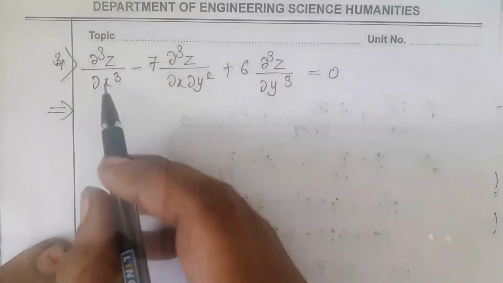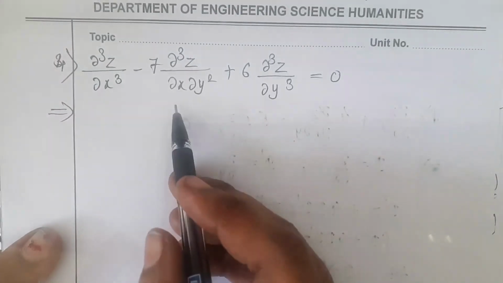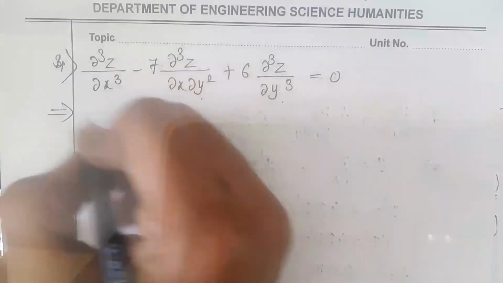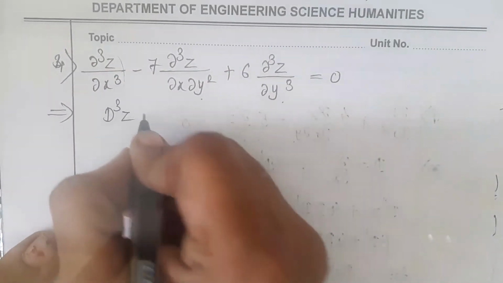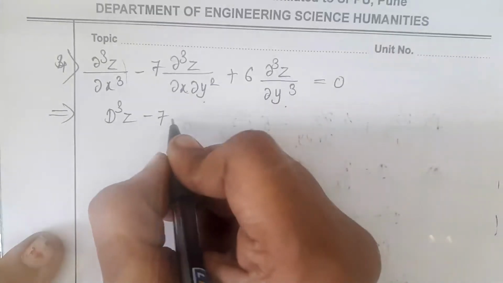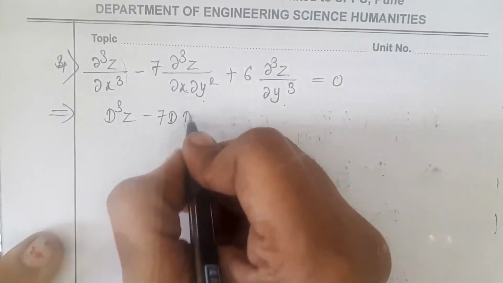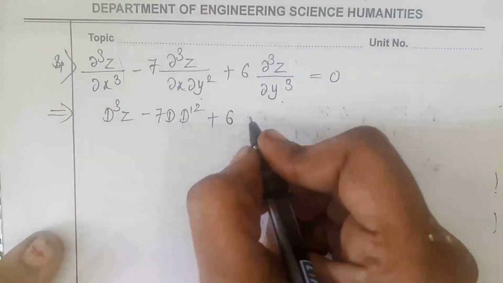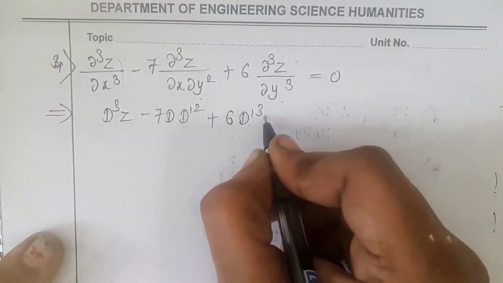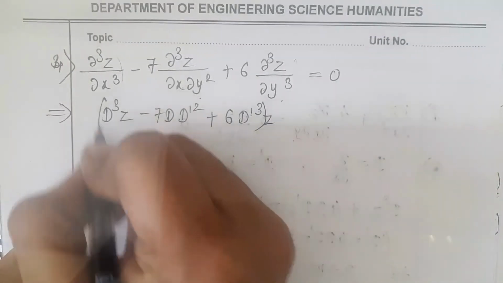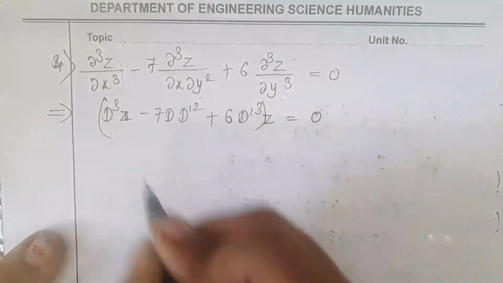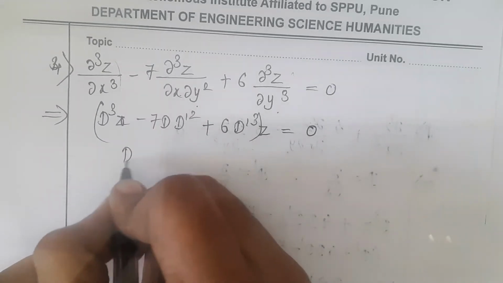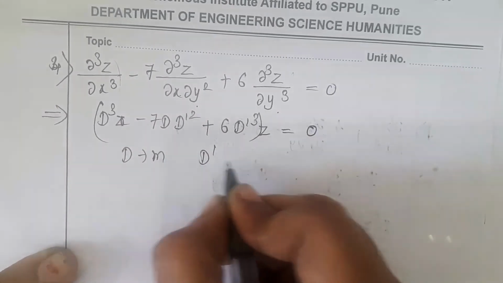So next example is del cube z by del x cube minus 7 del cube z by del x del y square plus 6 del cube z by del y cube is equal to 0. So here this becomes D cube z minus 7, x power is 1, so 7D, and y power is 2, so it is D' square, plus 6 D' cube, multiplied by z, it is equal to 0. So find the solution.